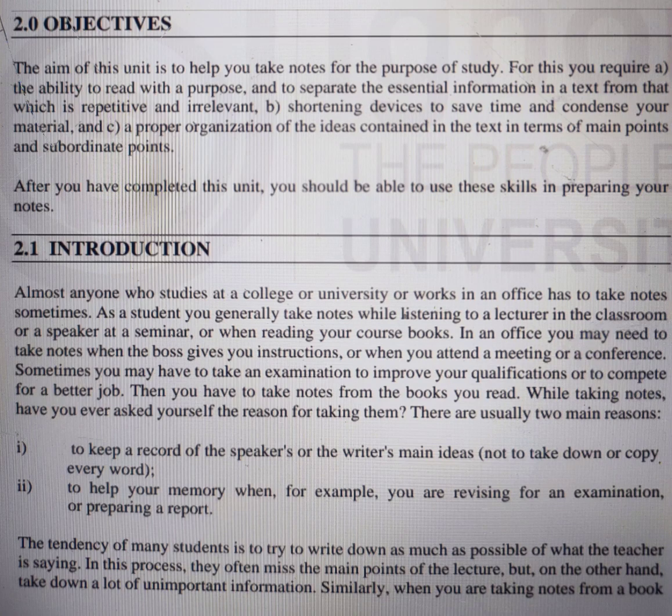Objectives. The aim of this unit is to help you take notes for the purpose of study. For this you require: A. The ability to read with a purpose, and to separate the essential information in a text from that which is repetitive and irrelevant. B. Shortening devices to save time and condense your material. And C. A proper organization of the ideas contained in the text in terms of main points and subordinate points. After you have completed this unit, you should be able to use these skills in preparing your notes.